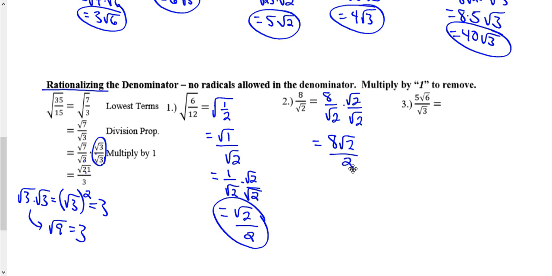Okay. But we can simplify it even further, can't we? How? This isn't new. Do you see 8 divided by 2? Okay. So it's just 4 square roots of 2. Okay?